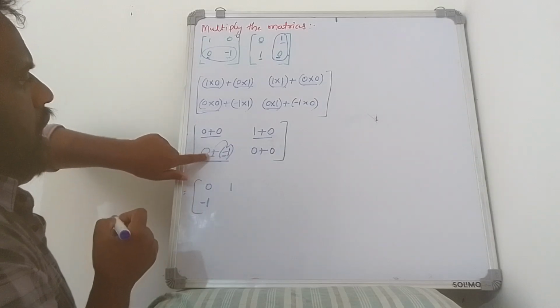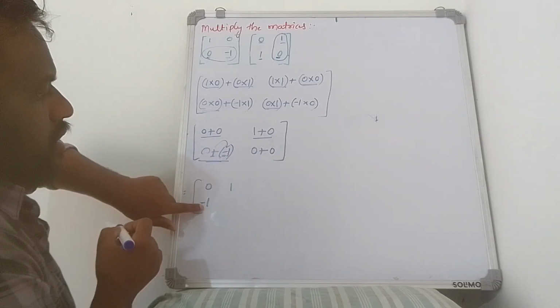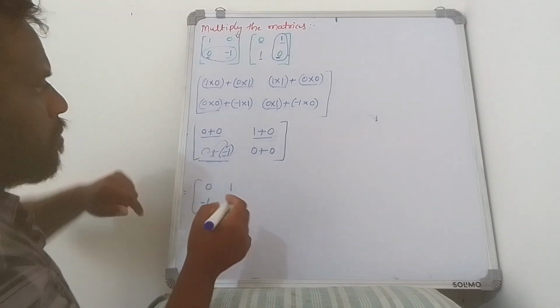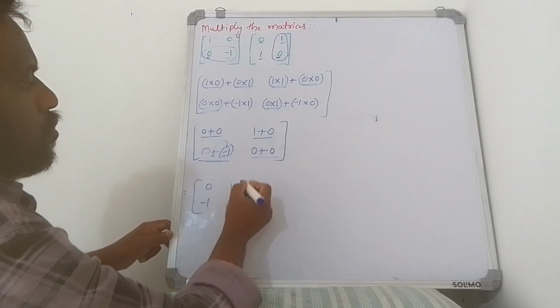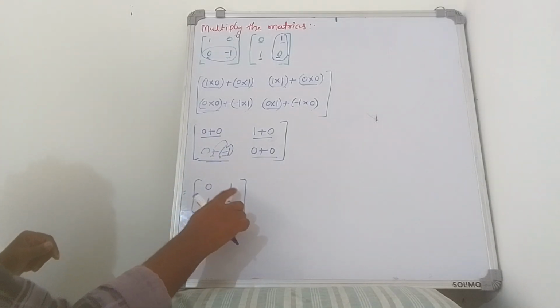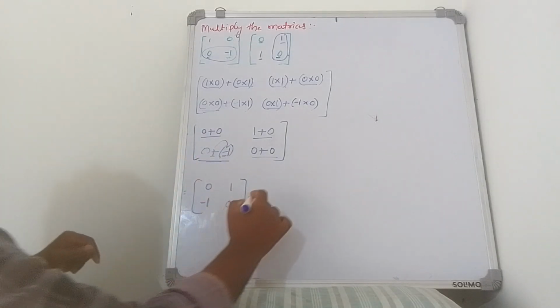0 means nothing. I have just discarded this. I have not written here. I have written only this part. 0 means there is nothing. It's no problem. Next, 0 plus 0, 0. Okay. This is the answer. 0, 1, minus 1, 0. This is the answer.